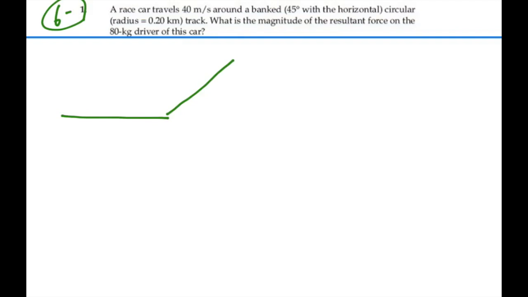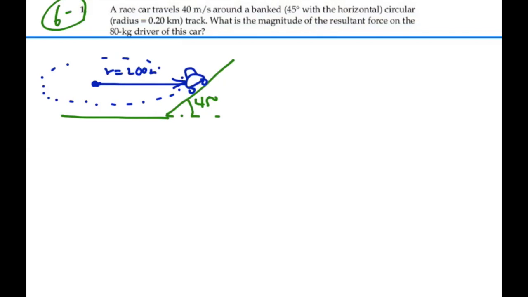We've got an embankment at 45 degrees, and on this embankment is a car. And the radius of curvature, as this car is going around this embankment from some middle of a circle, is 200 meters. So R is 200 meters, going around some kind of circle as we're looking at it this way.